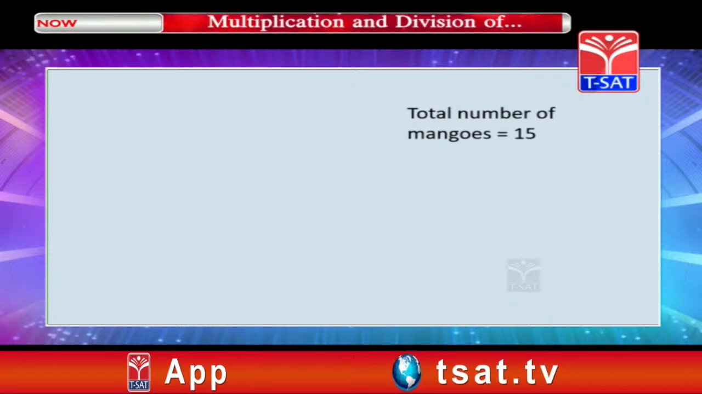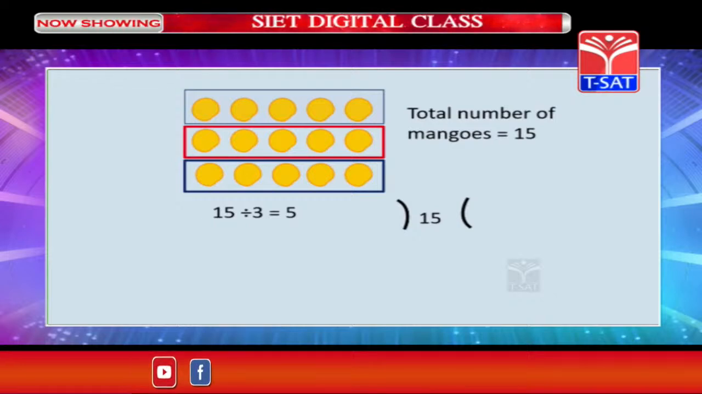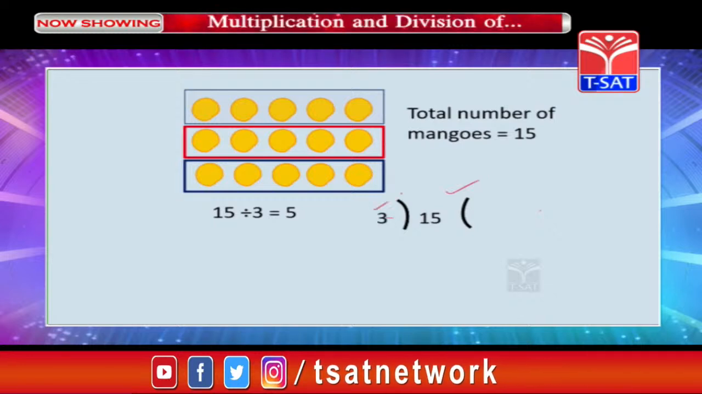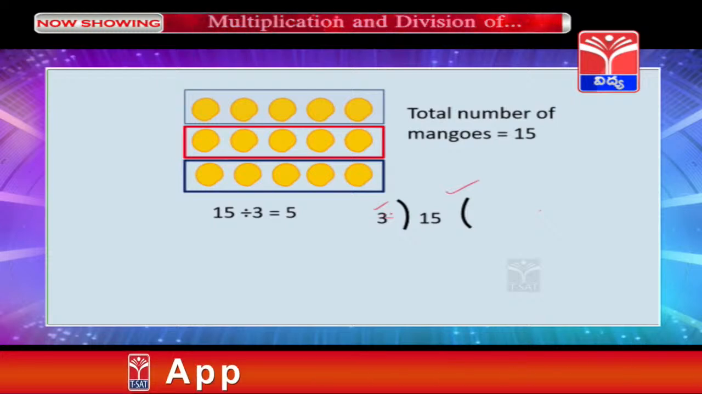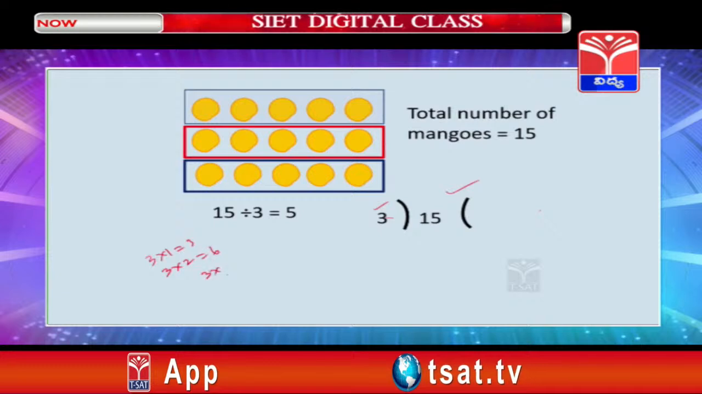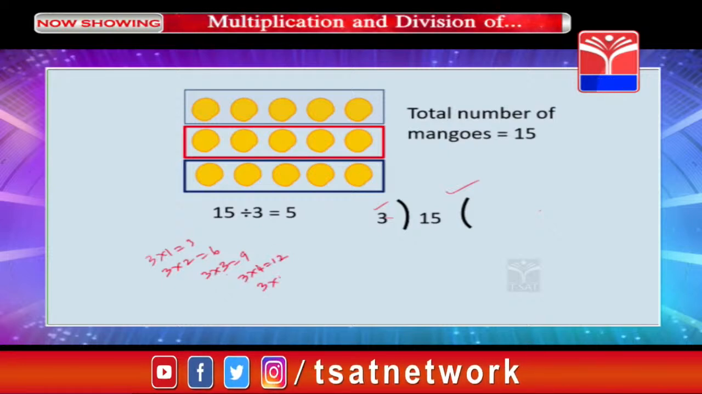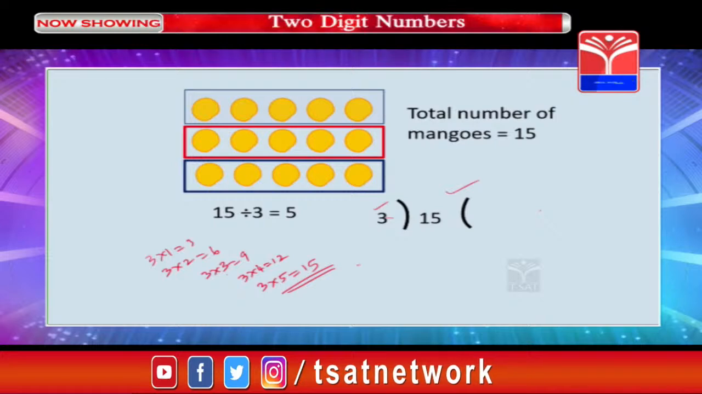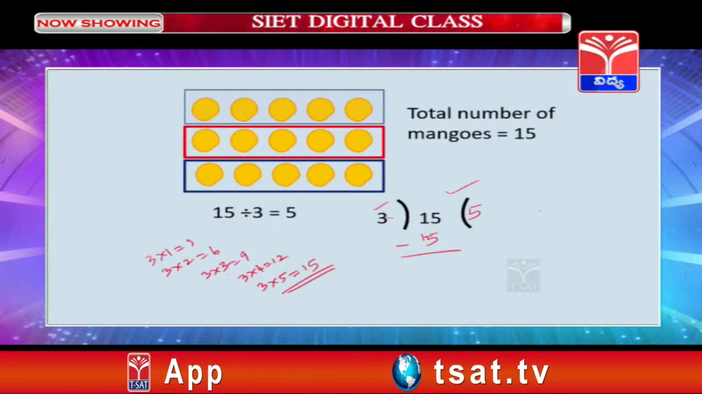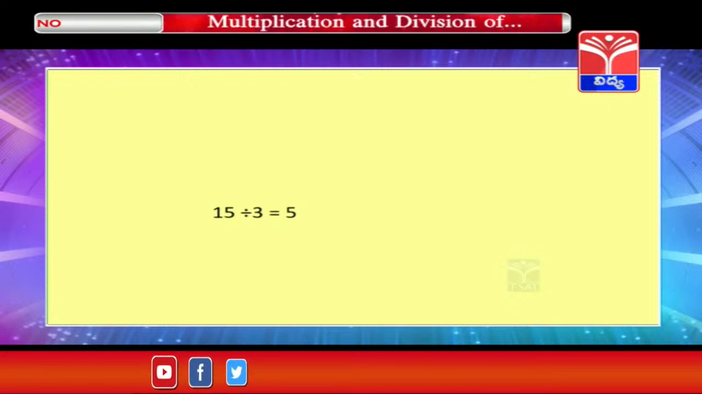We will see another situation by using this only. Total mangoes are 15. See here the standardized form of division, how we will do. 15 we can write like this, and 3 is a divisor. 15 is dividend and 3 is divisor. 3 1s are 3, 3 2s are 6, 3 3s are 9, 3 4s are 12, 3 5s are 15, right? So 3 5s are 15. You subtract 15 from 15, we get 0. See here. And then 15 divided by 3 is equal to 5.